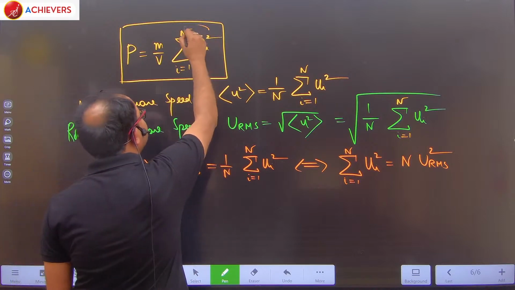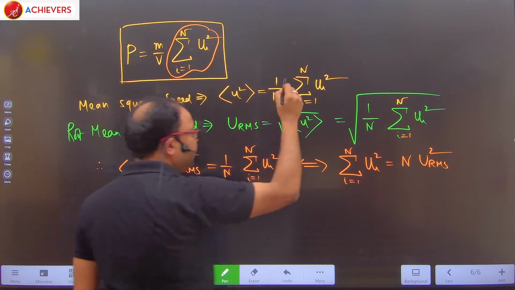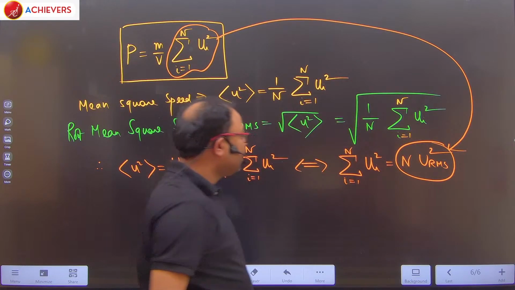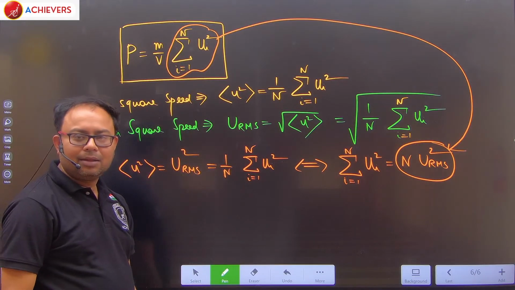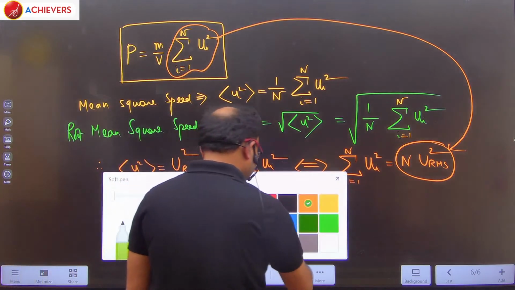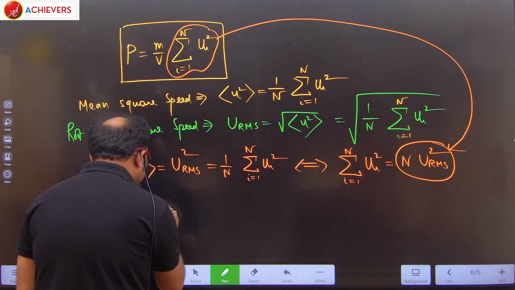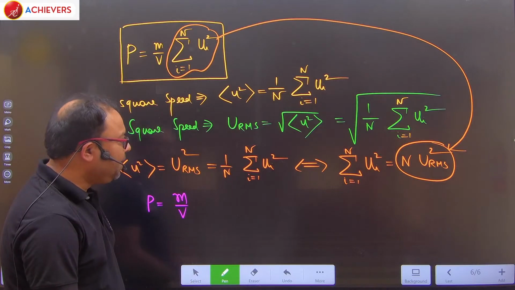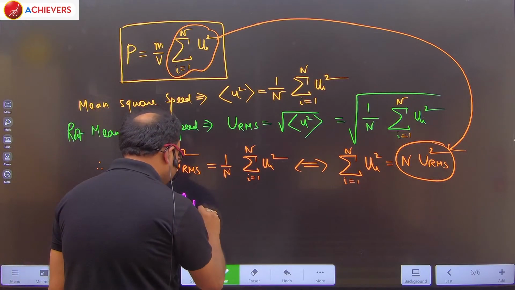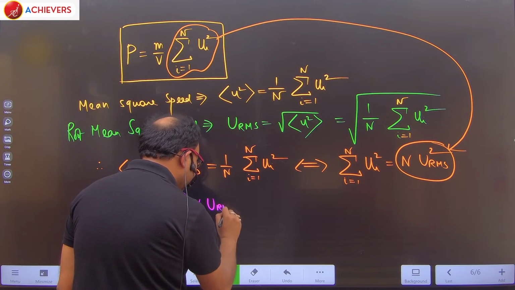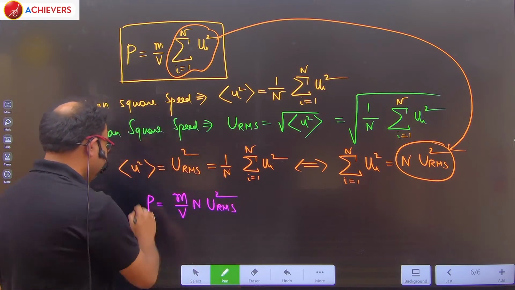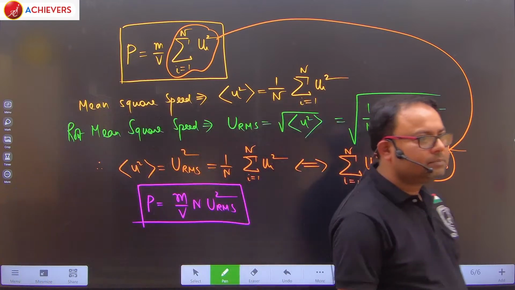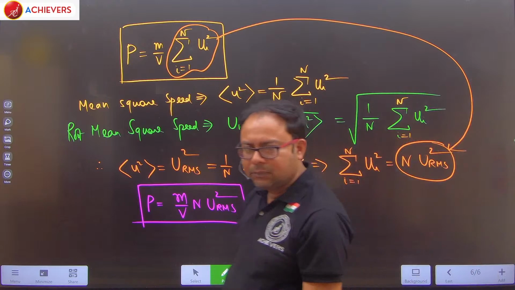So you replace this term by this one, summation over ui square. So naturally, the expression of P becomes P equal to m by v multiplied by n u RMS square. As simple as that.